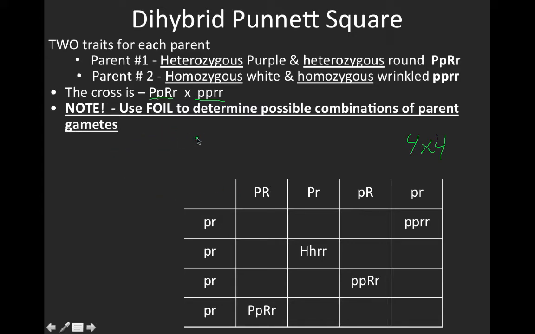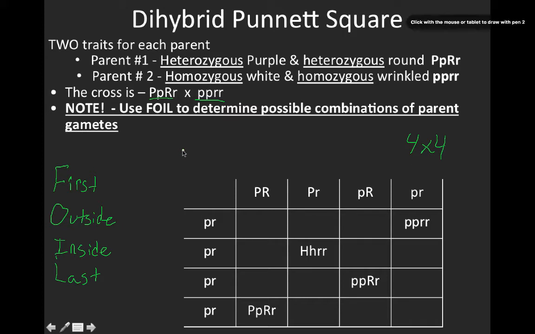So the key here is going to be to FOIL. All right. So I'm going to go ahead and write that. This is going to be the key. So we say FOIL just like in math. You may have learned this before. The F is first. The O is outside. The I is inside. And the L is last. All right. First, outside, inside, last. That's the order we need to do this to separate our allele combinations for each parent.